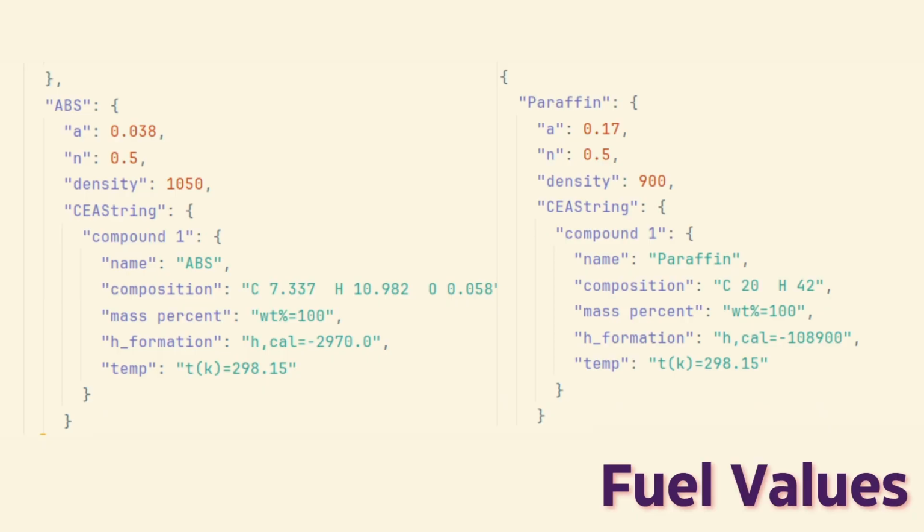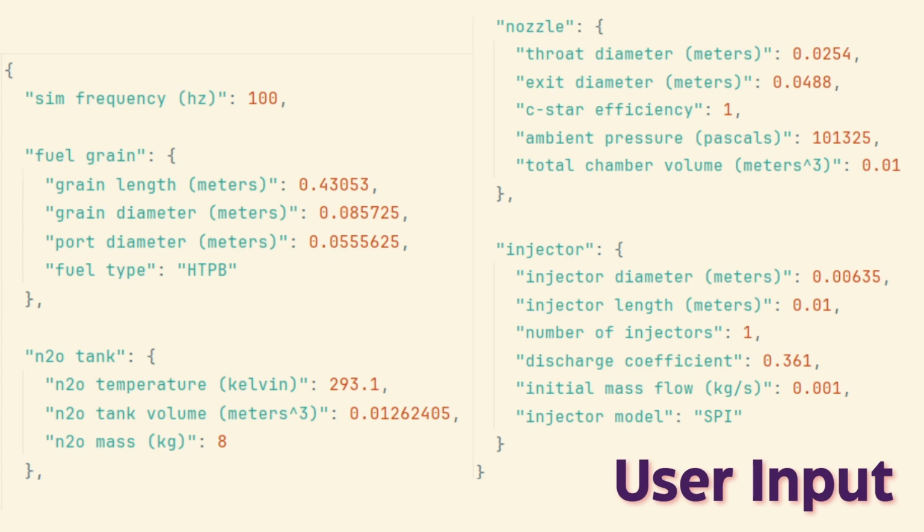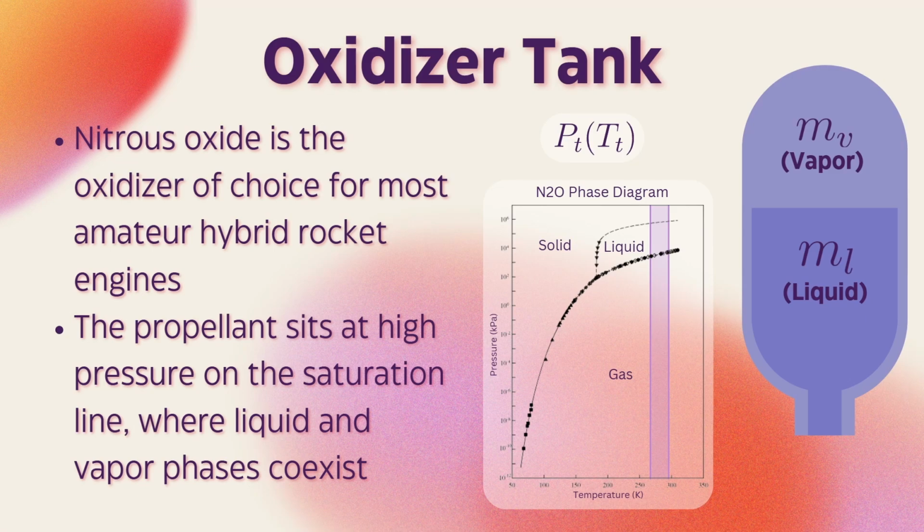Here are some of the fuel values. You have A and N, the regression exponents, which I'll talk about later. You have the density of the propellant, and then some of the chemical properties that have to do with the reaction between it and the oxidizer. And then here's some of the user input things. You have fuel grain dimensions, stuff with the oxidizer tank, stuff with the nozzle, and then stuff with the injector. Should be pretty self-explanatory.